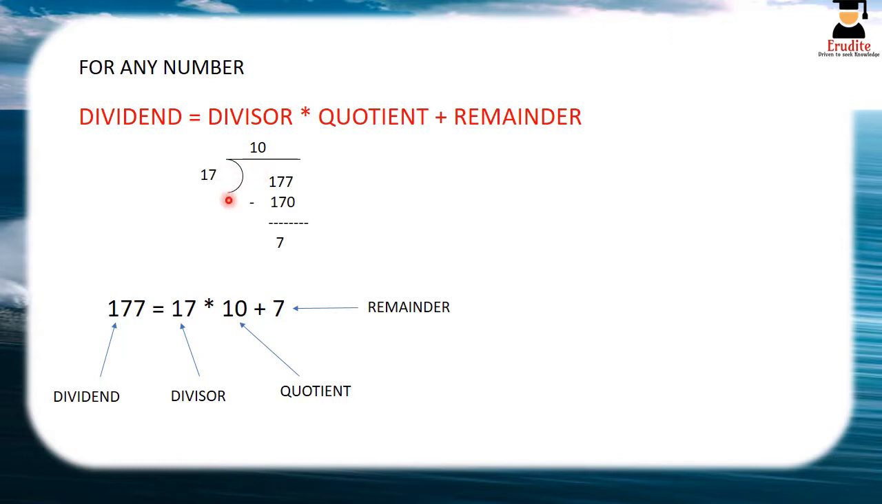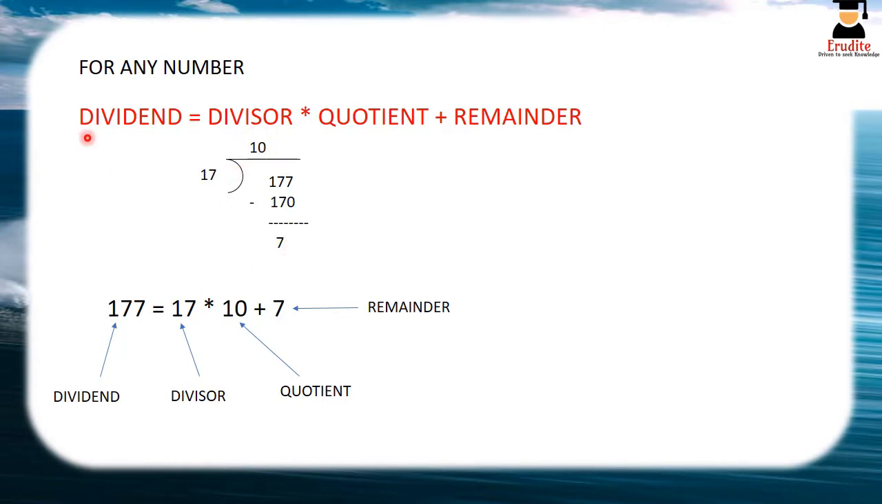This is my division symbol, and suppose I am dividing 177 by 17. It makes my 177 the dividend. Whatever number is dividing my 177 would be my divisor, so over here my divisor is 17. Whatever number I get at the top on the division is going to be my quotient, and whatever is remaining after the division would be my remainder. So over here 177 is my dividend, 17 is my divisor, 10 is my quotient, and 7 is my remainder.